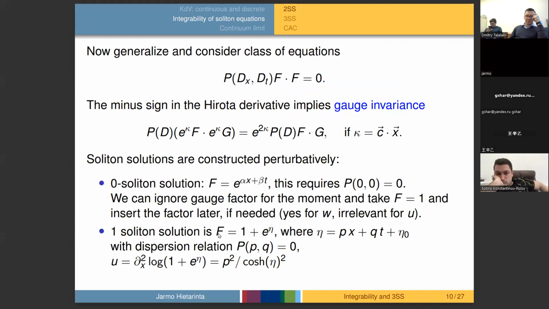So one soliton solution is now f is 1 plus e to the eta. And the point is that this will work always because of this gauge invariance. So there's a linear term, that's okay. This zeroth order term, and then it's a linear term, which gives this kind of dispersion relation. Then there's a quadratic term, and it will be killed by this gauge invariance. So this is a one-soliton solution, and you will have the standard form. So that's okay.